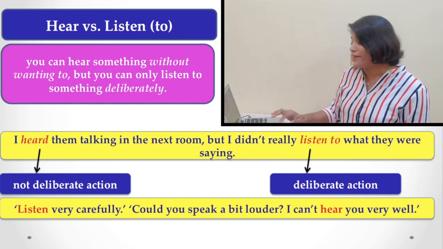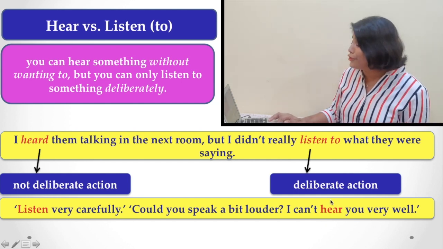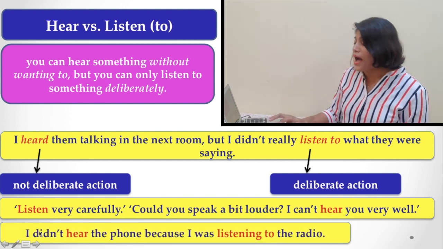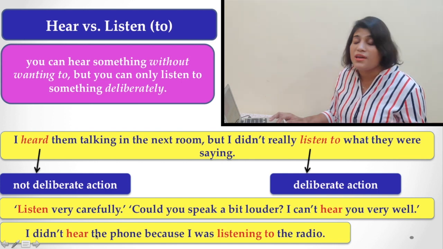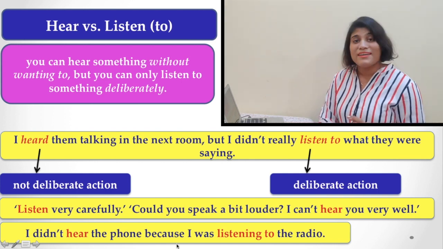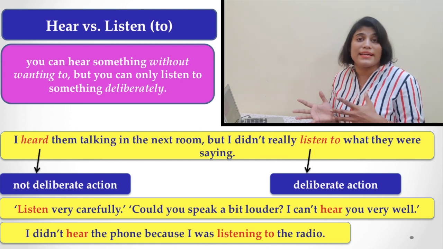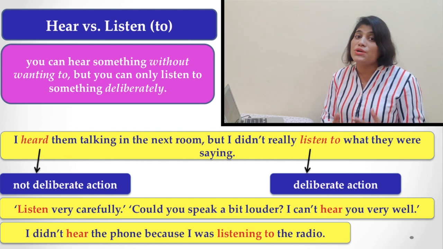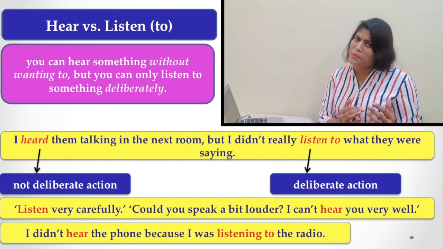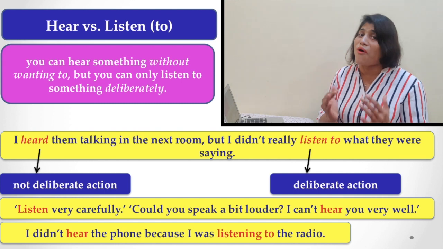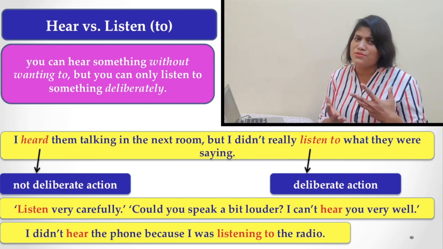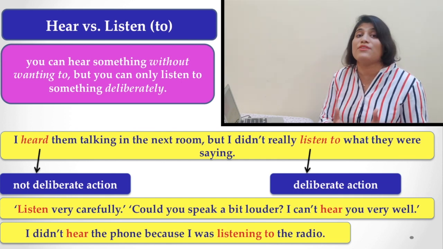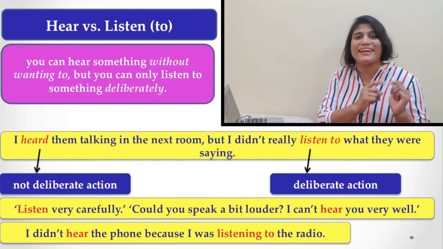So in that context you have to use the verb hear, not listen. And here also, I didn't hear the phone because I was listening to the radio. So in all these examples, one thing is very clear: when we use the verb hear, we may want to hear something or we may not. We may be casual listeners, but when we use listen, it means that we are deliberately engaged in that action.